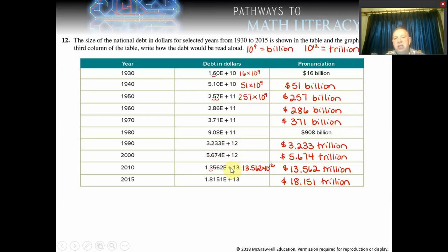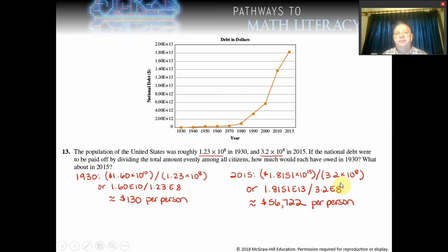5.674 trillion. Now this is the 13th, so I need to move that over one time. 13.562 trillion, 18.151 trillion. This is what the national debt graph looks like. As you can see, there's some exponential properties in it. This thing has really exploded over the years.